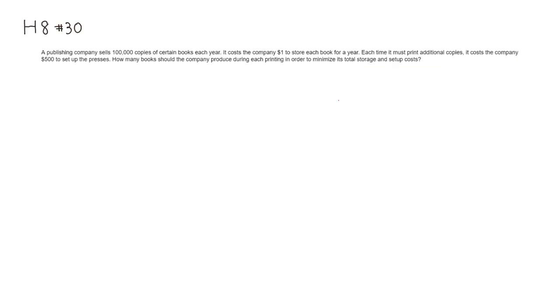We're going to let x be the number of setups per year. So let's come up with the cost function. The cost function C of x is going to be equal to, the setup cost. It costs $500 each time, and we do x setups, so the setup cost would be 500x.